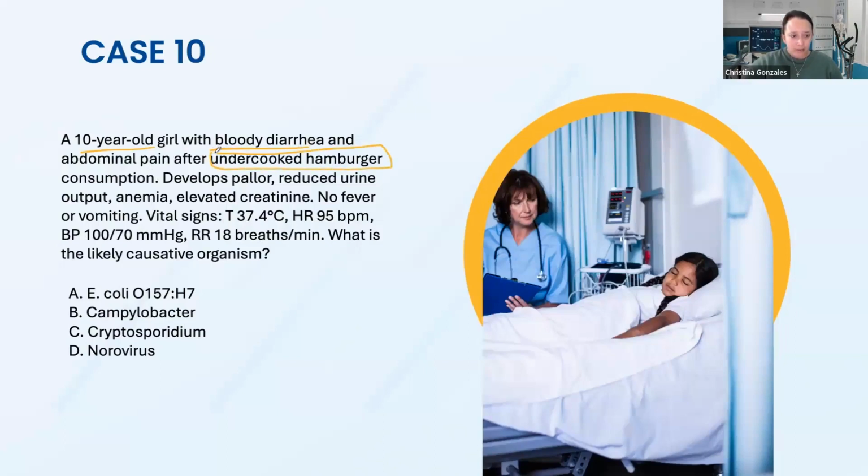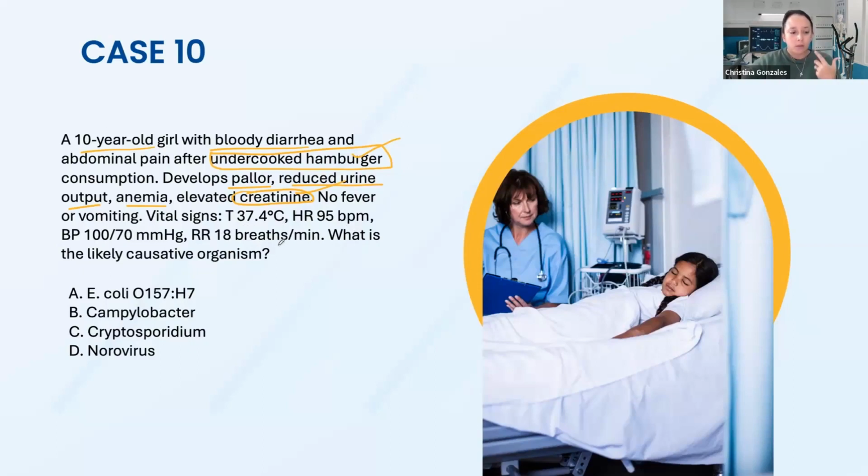Okay, that one's starting to sound familiar. She also has these other random symptoms that you don't often see with GI bugs. So she has pallor, reduced urine output, and anemia. She also has an elevated creatinine. So I see a few things here that look out of the ordinary for the typical GI bug, and they're making me put the two pieces together between the undercooked hamburger and these symptoms. Vital signs look pretty good, but she looks sick. She's in the hospital, okay?